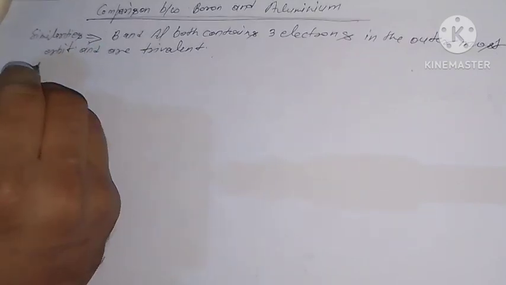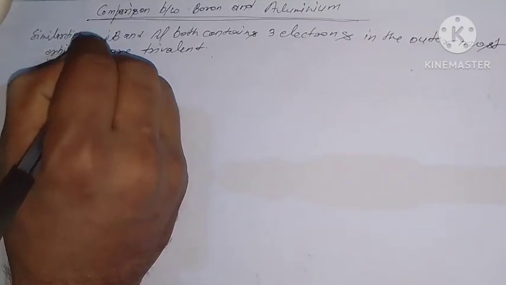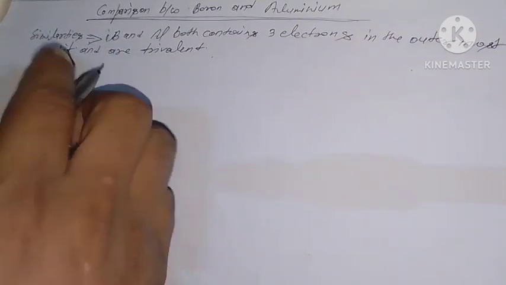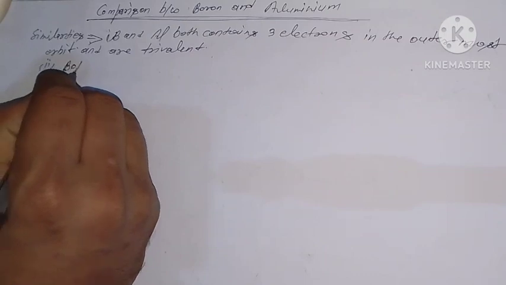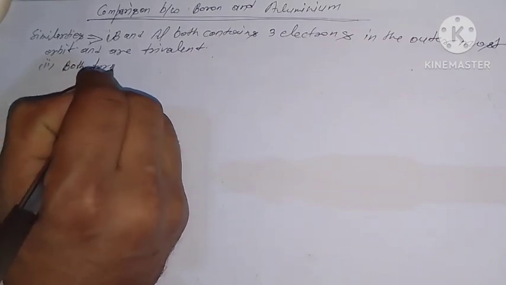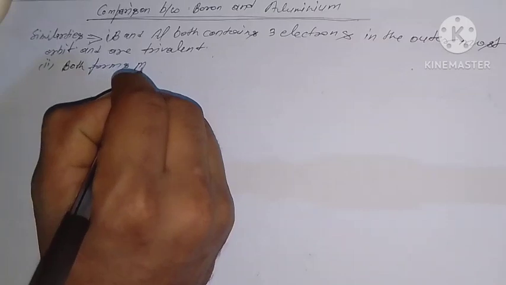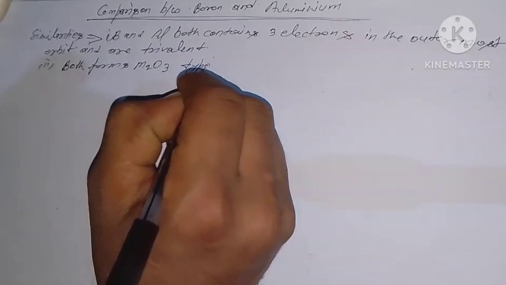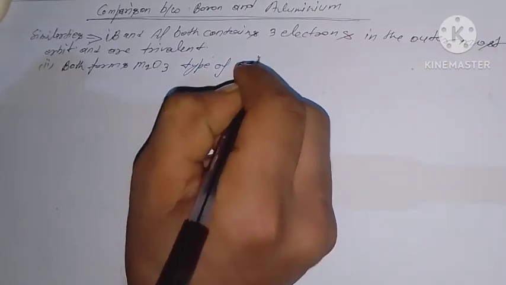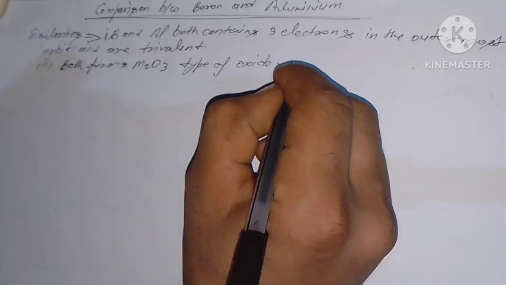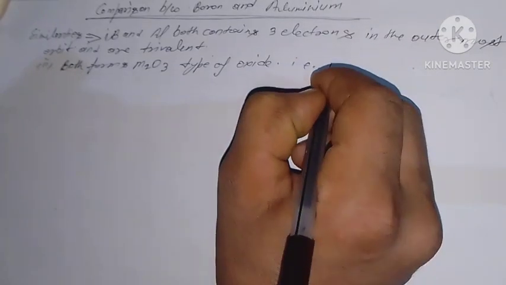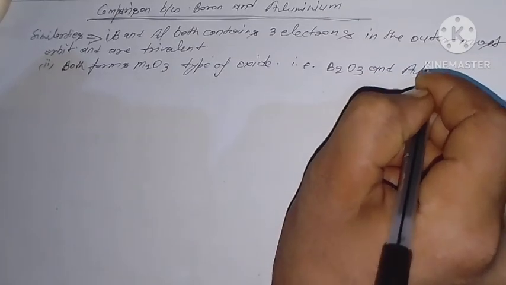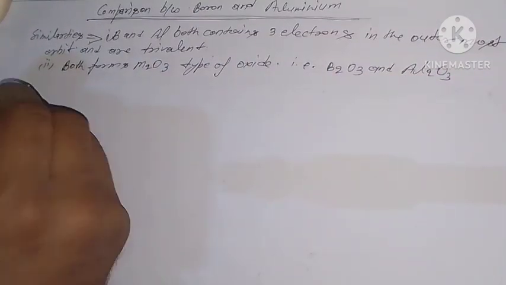Second point. Both form M2O3 type of oxide, that is B2O3 and Al2O3.